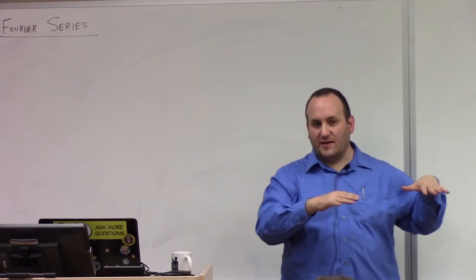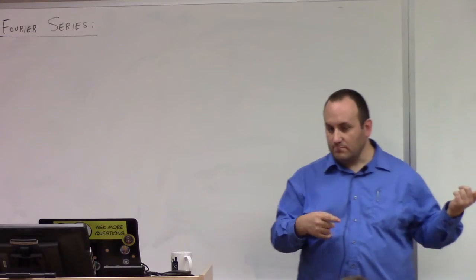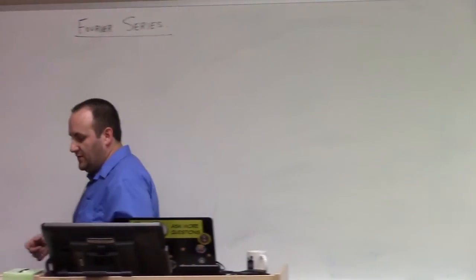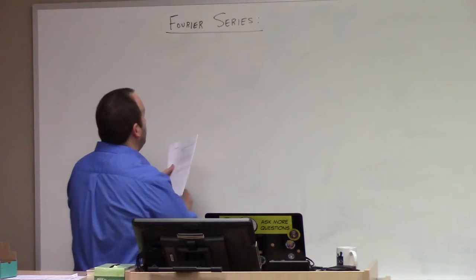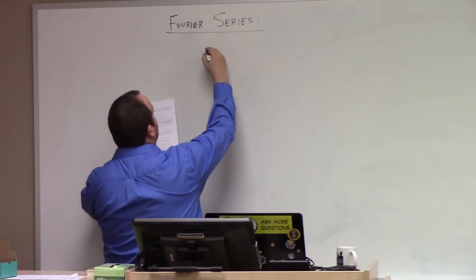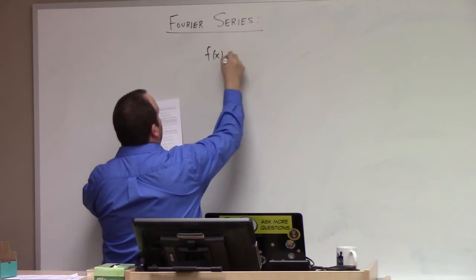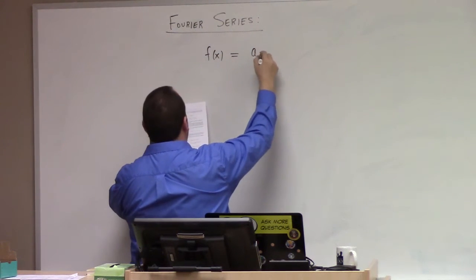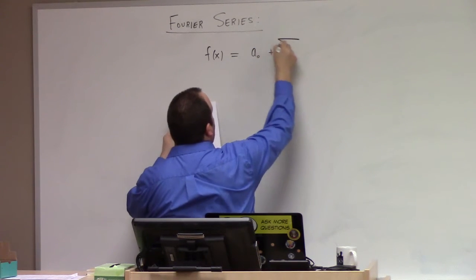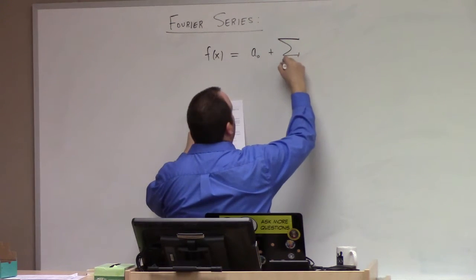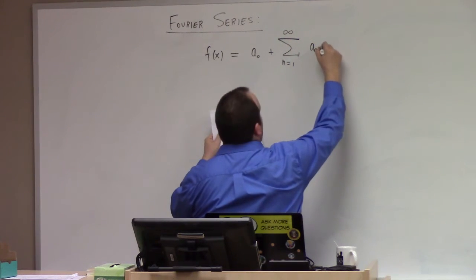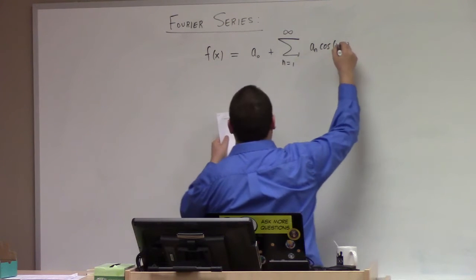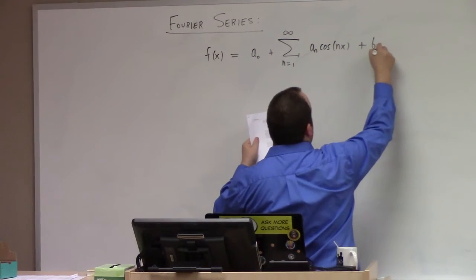So a sum of sines and cosines is a Fourier series, in the same way that a power series is a sum of x to the n. I'll start out by giving you the generic one, and then we'll figure out how it works. Here's a typical one. f of x equals a sub 0 plus the sum, n equals 1 to infinity, of a sub n cosine nx plus b sub n sine nx.